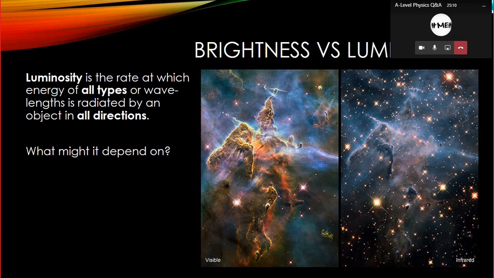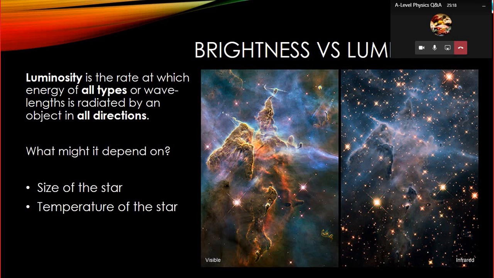The radius. Did someone say something? I think I heard it. Radius. Exactly, of the star. How big the star is, its radius. So, a larger star will emit more radiation. A hotter star will emit more radiation. Mass will affect both of those things.